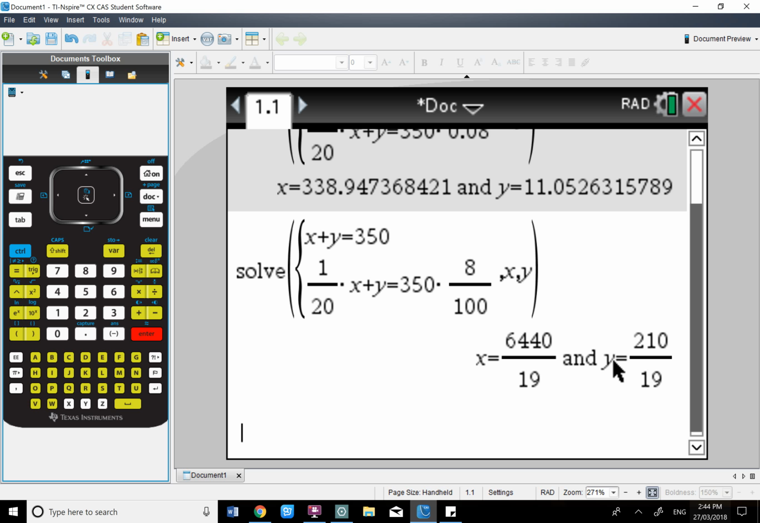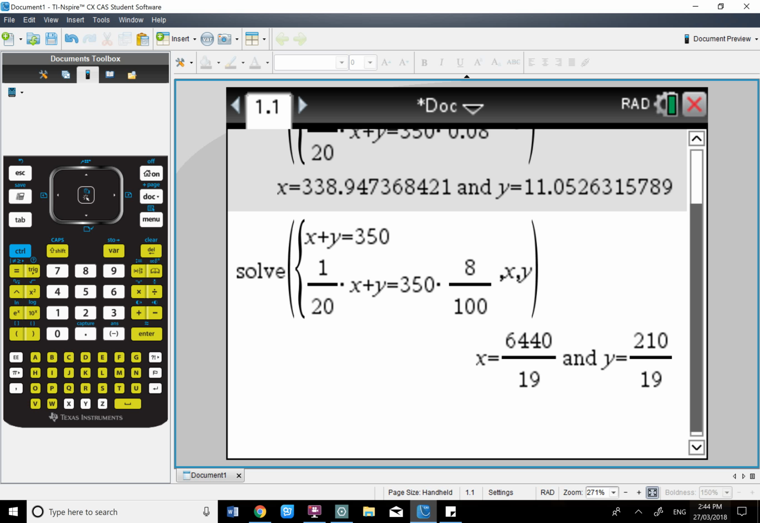Can you see I haven't done anything? It's just what you enter, what you get out. You enter decimals, that will give you decimals, which are infinitely many, not an integer or fraction. But when I put 0.08 in fraction form, then it gives me the exact value for x and for y.